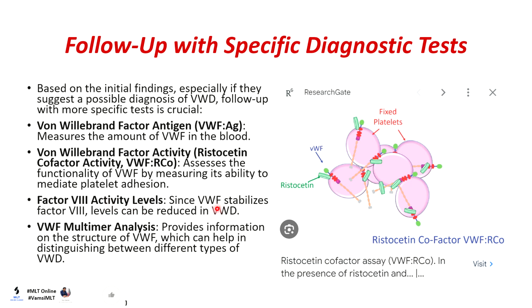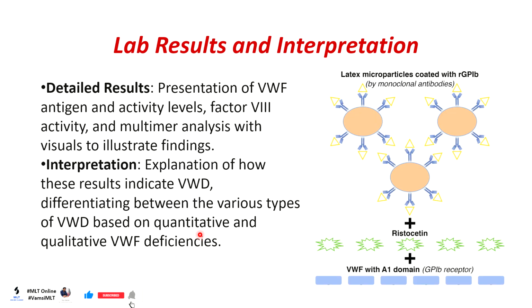Since von Willebrand factor stabilizes factor 8, levels can be reduced in von Willebrand factor disease. And von Willebrand factor multimer analysis provides information on the structure of von Willebrand factor, which can be helpful in distinguishing between different types of von Willebrand factor disease. So these are the tests that we have performed, and the lab results came like this. The presentation of von Willebrand factor antigen and activity levels, factor 8 activity and multimer analysis with findings.